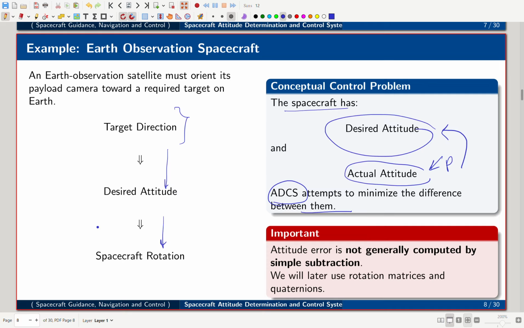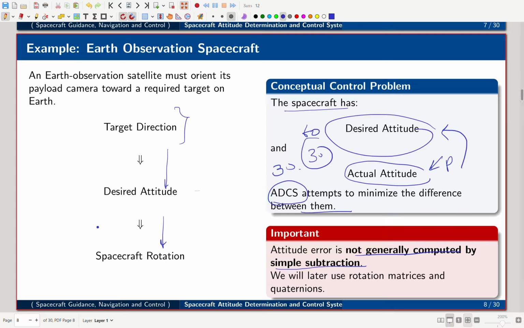Okay, we want to minimize that error. Let us say this is an initial 30 and we want 60. So a 30-degree correction there, we have to correct it. So attitude error is not generally computed by simple subtraction. This is very important.